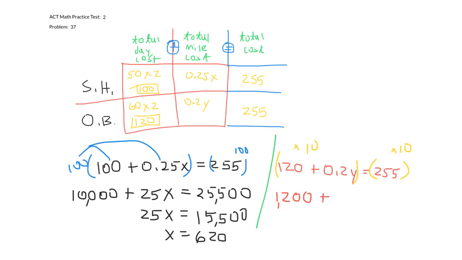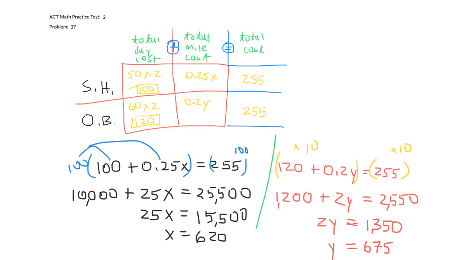And then over here it would be 2y. And over here would be 2550, aka 2,550. Subtracting 1,200 from both sides would then give us 1350, also known as 1,350. And dividing both sides by 2 would then give us 675.